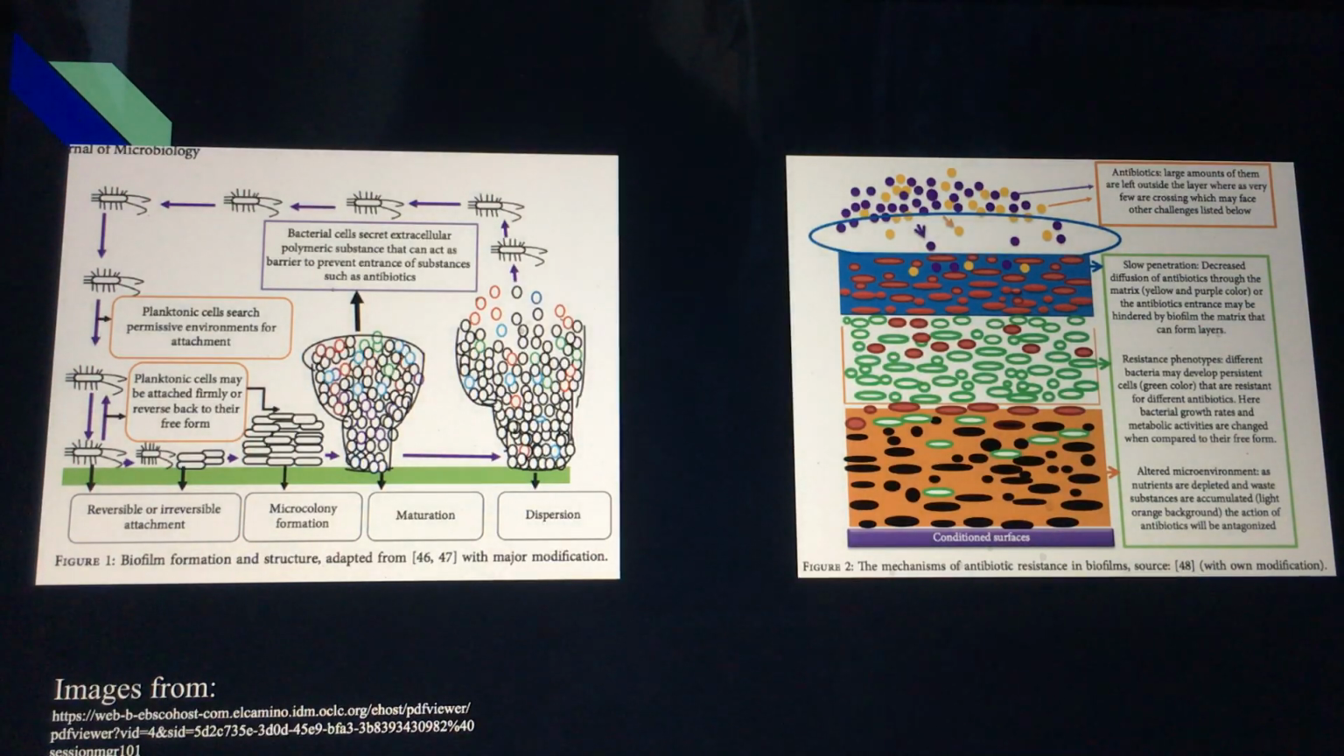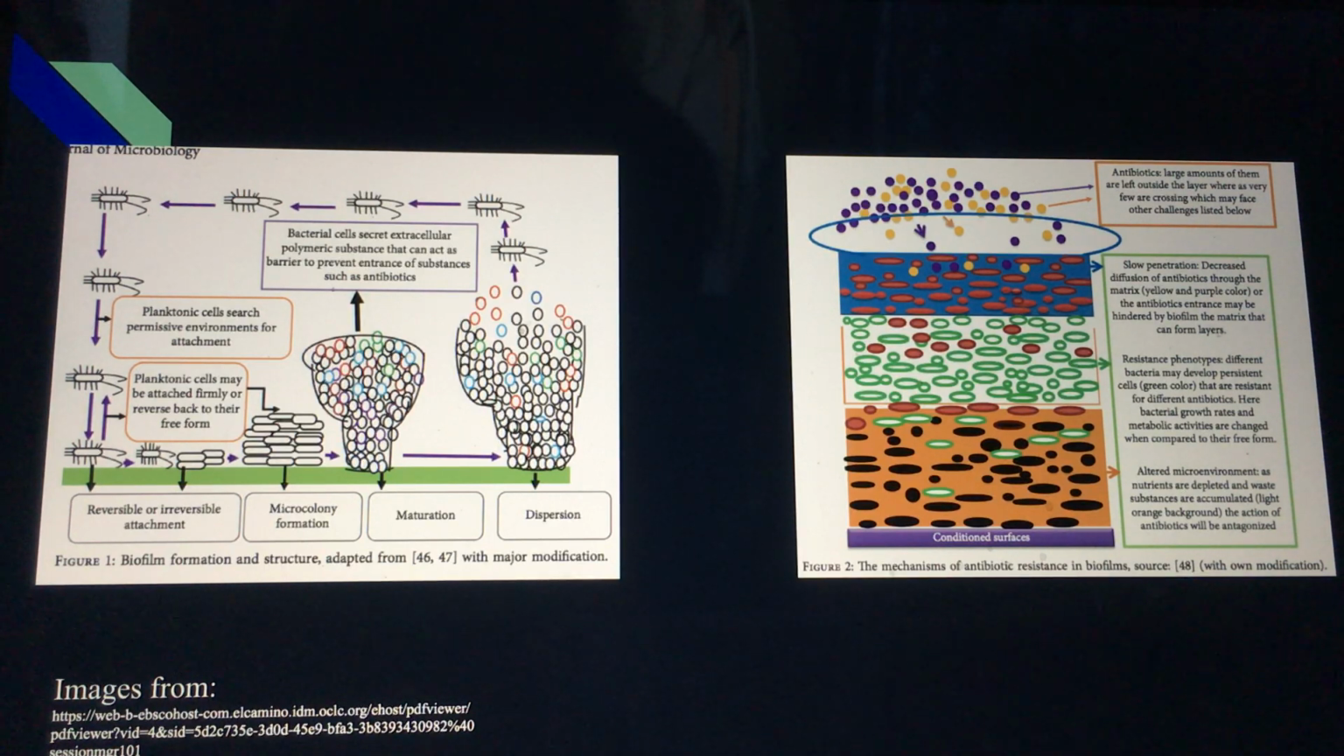And then here are two images. You can see the different stages in the first one. It shows an irreversible or reversible attachment, and then slowly in the next step there is a microcolony formation, and then there's the maturation where they start having that really close cell-to-cell communication, probably passing some virulent factors, and then last is dispersion.